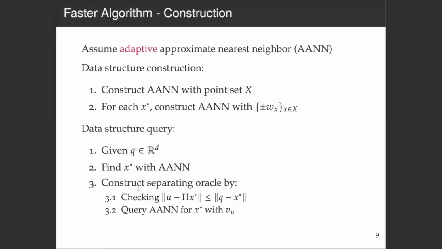And finally, once we know what X star is, this is how we construct our separating oracle. We first check the first constraint. We first check that the candidate terminal embedding is not too far away from the projection of X star. And if it is not too far away, we can then query the corresponding nearest neighbor data structure with the data points WX. And this is guaranteed to run in sublinear time and gives us a sublinear time data structure for computing terminal embeddings.